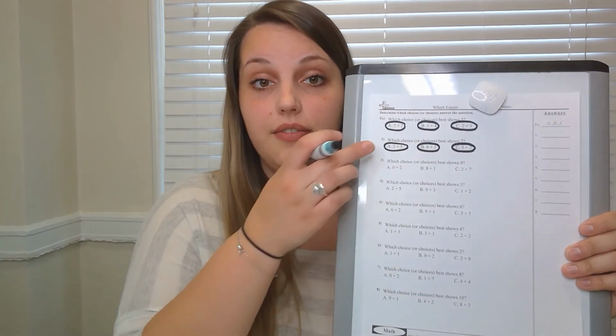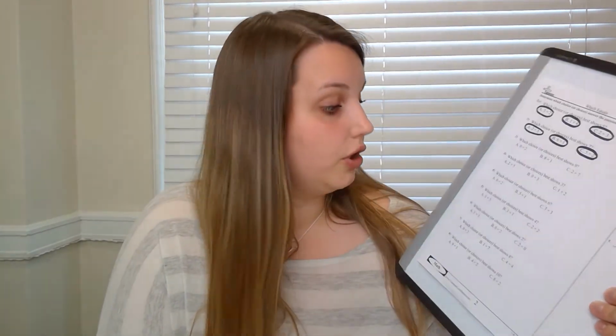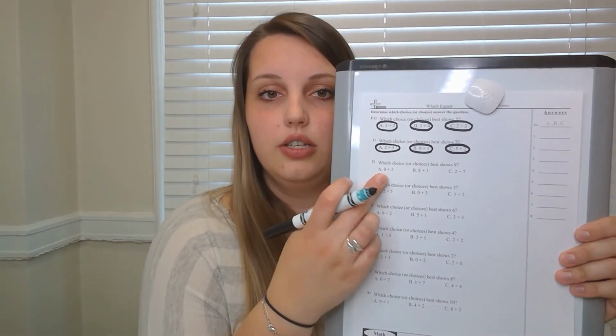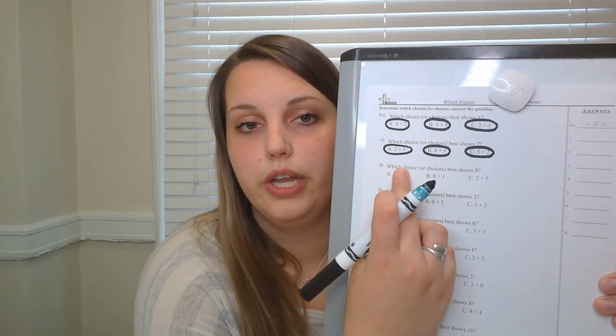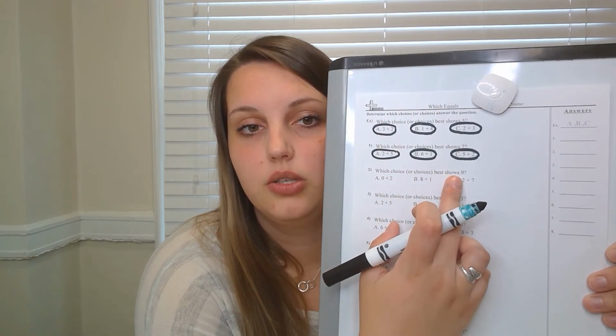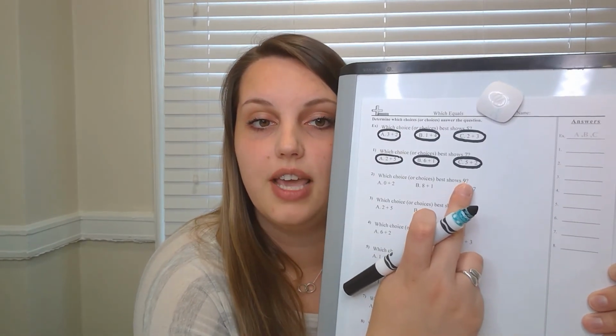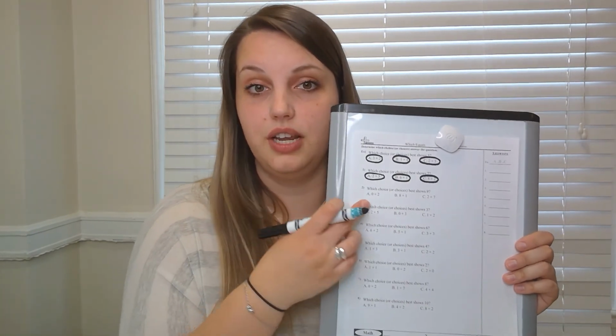Okay, I'm just doing the first 2 with you, and then you are going to finish this. If you'd like to pause the video, go for it. And that is everything for this one. Just go through and make sure to be careful and look. You can use your fingers or your counters if you would like. You're looking to circle which choice or choices best shows 9. It says it over and over again. You're looking at the numbers at the end. That is the sum you're checking to see if these math equations equal.